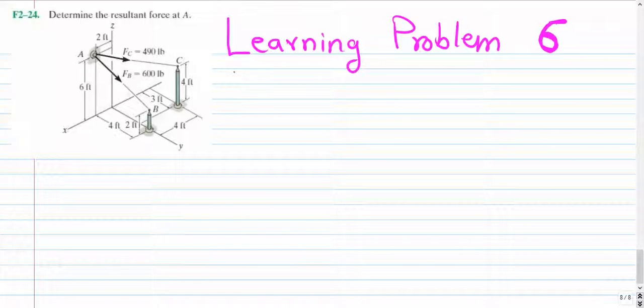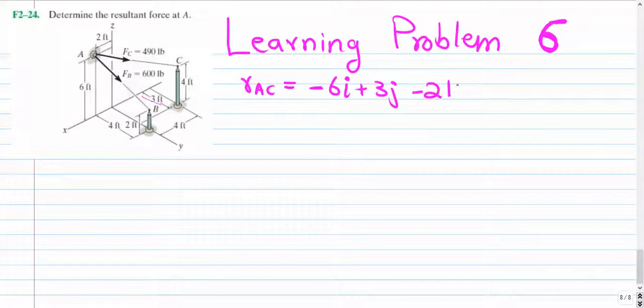In order to express the force at AC in Cartesian form, we will first have to find the length vector from A to C. In the x direction, this vector travels 6 meters, so we will have negative 6i, since it's towards the negative x direction. In the y direction, it goes 3 meters, so we will have plus 3j, while in the z direction, it goes 2 meters downwards, so we will have negative 2k.